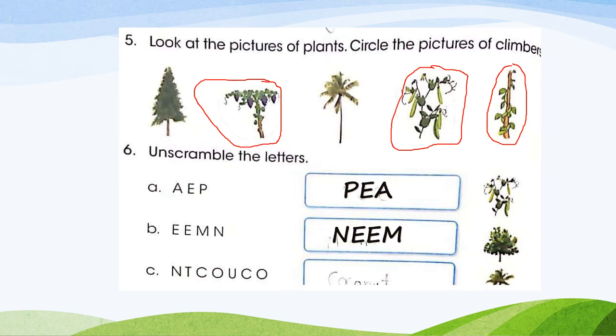Unscramble the letters. Here some words are scrambled. AEP. This is basically PEA, so write here PEA. Pea plant. EMN. This is NEEM. Neem. COCO and UT: nut. Coconut. So students, complete this at your home and complete these parts.